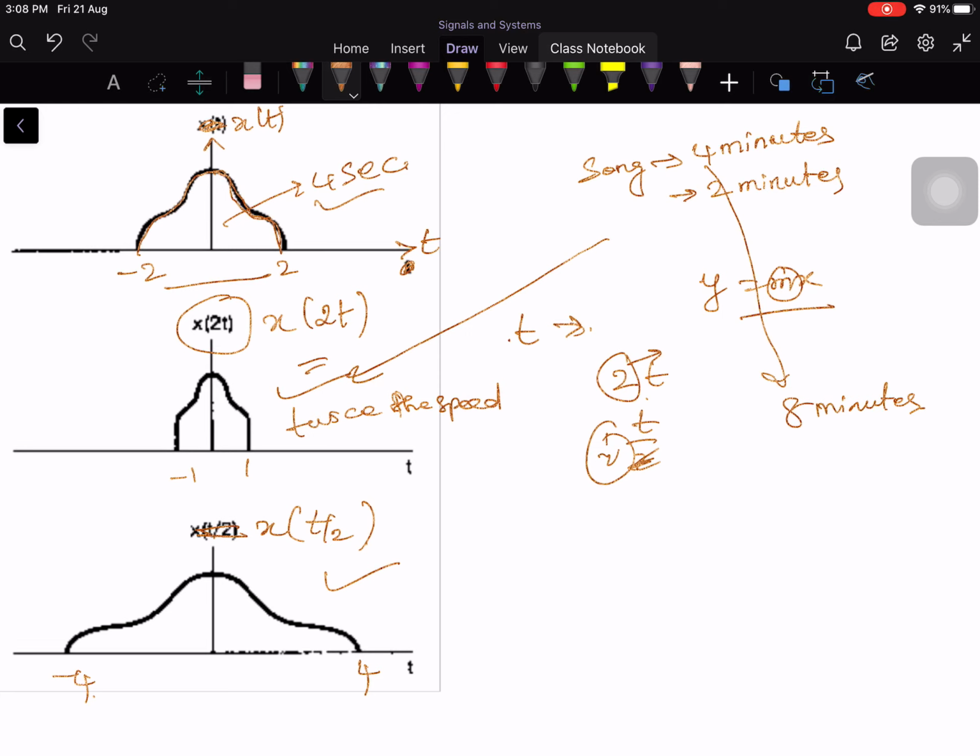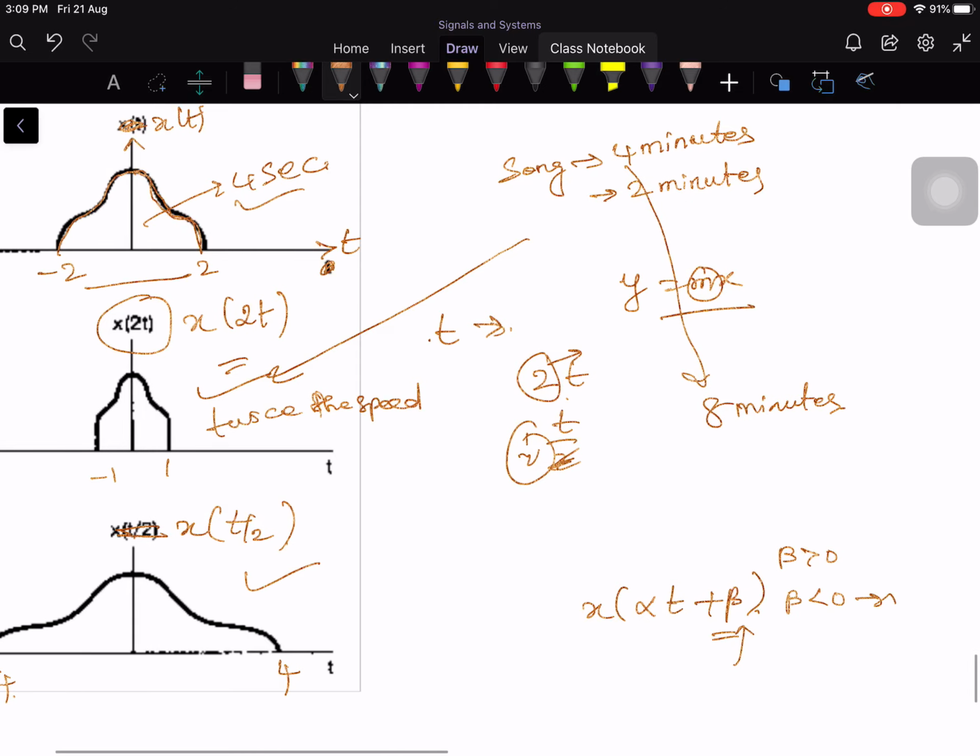It is often of interest to determine the effect of transforming the independent variable of a given signal x of t to obtain a signal of the form x of alpha t plus beta, and this beta indicates a time shift to the right or to the left. If beta is greater than 0, then you are moving to the left, and if beta is less than 0, then you are moving to the right. And this alpha is a scaling parameter. If alpha is greater than 0, then you are compressing.